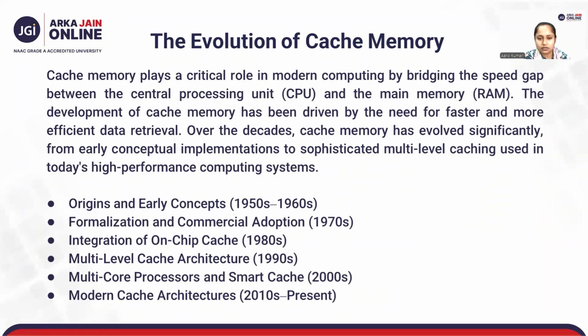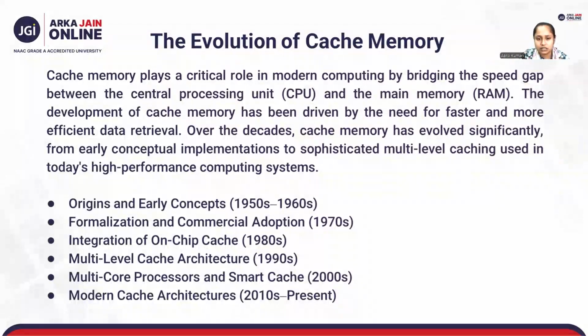Integration of on-chip cache during the 1980s. The 1980s marked a significant leap in cache memory design with the introduction of on-chip cache in microprocessors. Previously, cache memory was separate from the CPU and required additional components, leading to increased manufacturing cost and slower communication.